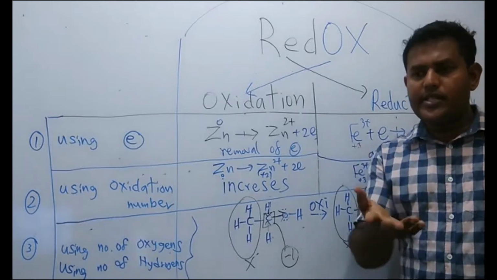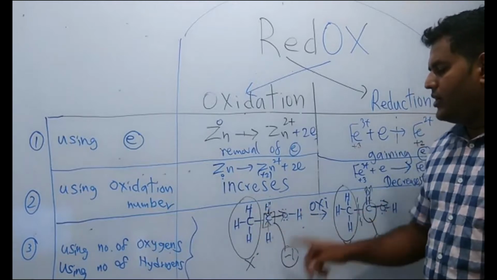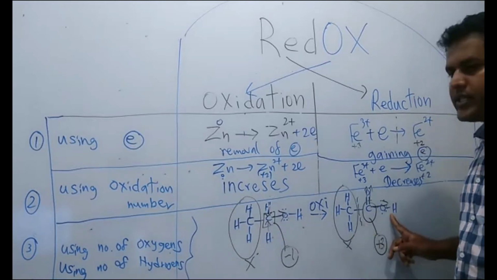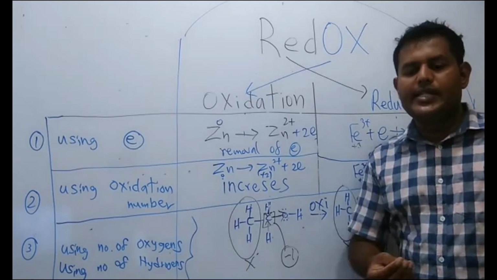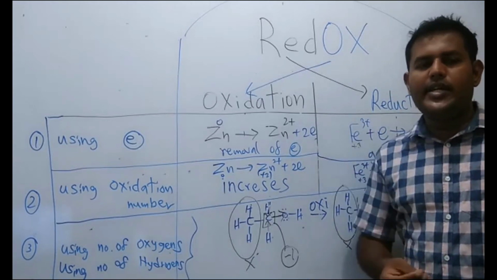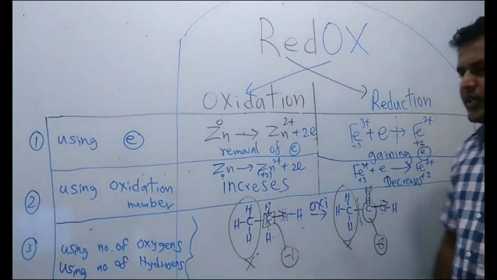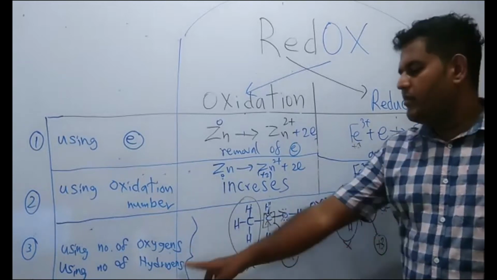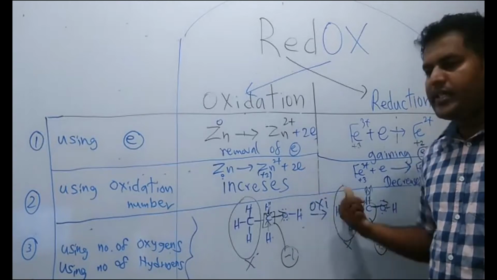So check the hydrogens. When you check the overall hydrogens, 3, 2, 1. Here we have 6 hydrogens, and here we have 4 hydrogens. 6 to 4, so the number of hydrogens is decreasing, and the number of oxygens is increasing. This process is oxidation. So in oxidation, the number of oxygens increases and the number of hydrogens decreases. This is a good example. The forward reaction is oxidation.